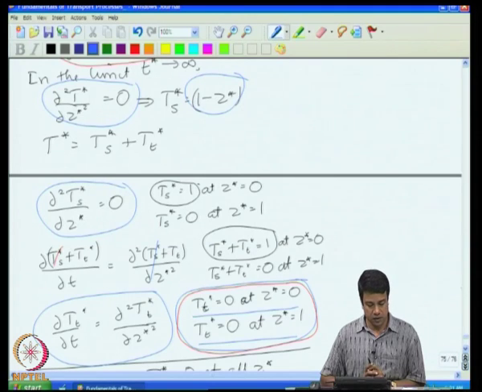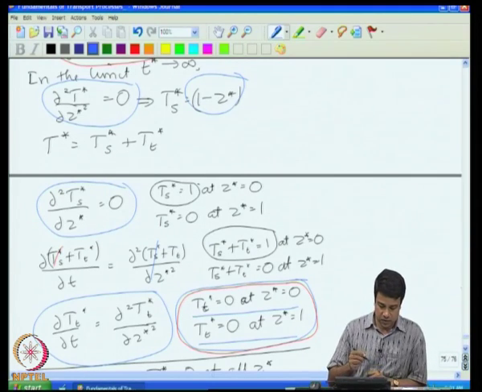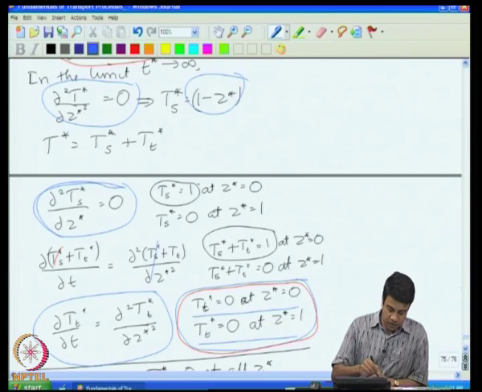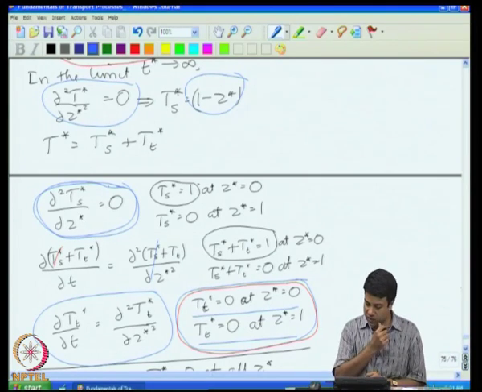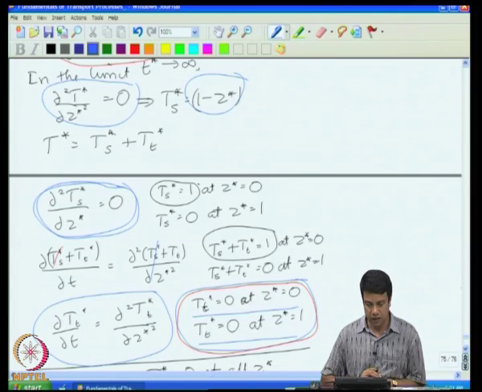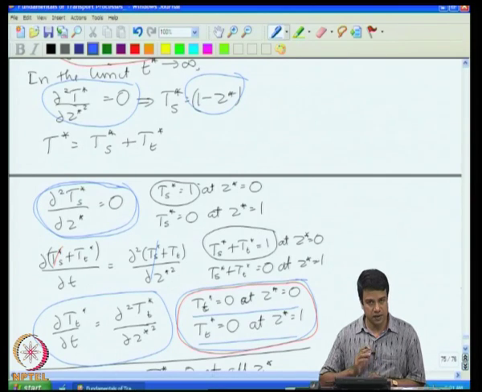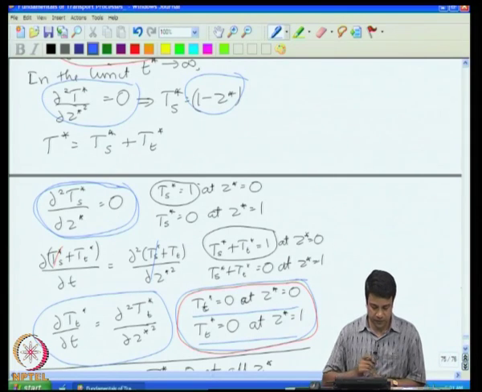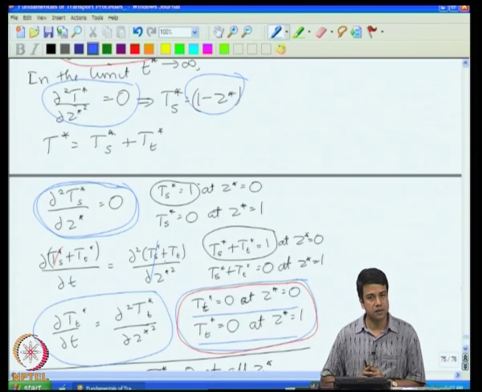The steady part, d square Ts by dz square is equal to 0, is the equation for the steady temperature profile, with boundary condition Ts is equal to 1 at z is equal to 0 and Ts is equal to 0 at z is equal to 1, hot at the bottom, cold on top. For the total temperature field, that is T star is equal to Ts plus the transient part, I can write the same differential equation once again. Partial of Ts plus Tt by partial time is equal to the second derivative with respect to z of the transient plus the steady part.